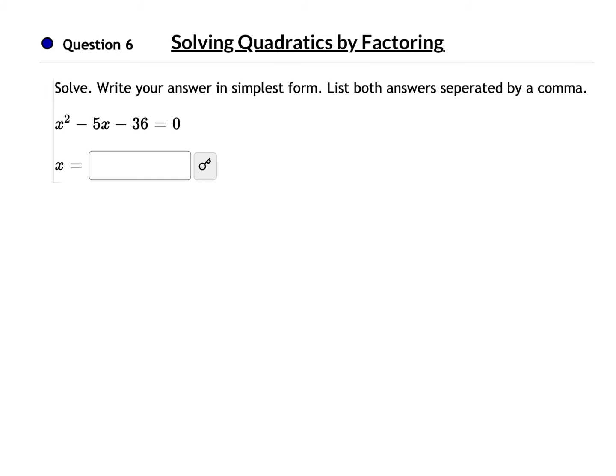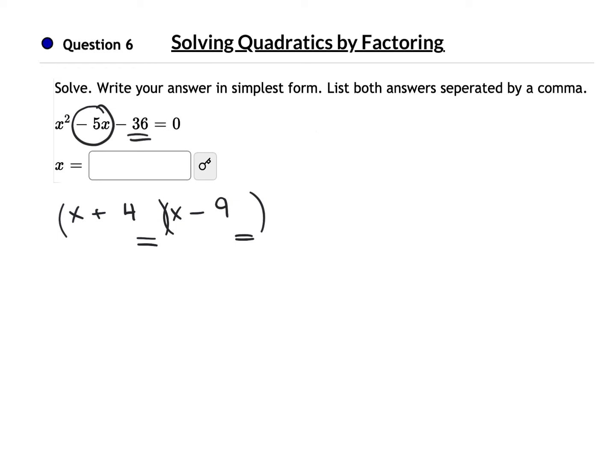In question 6, we need to factor. x times x is x squared. This number times this number makes negative 36. It's positive and negative. Factors of 36 that subtract to 5 are 4 and 9. Now when I place the 4 and the 9, I have to make them add to negative 5. That would be negative 9 and positive 4.